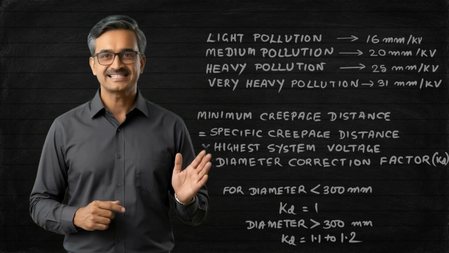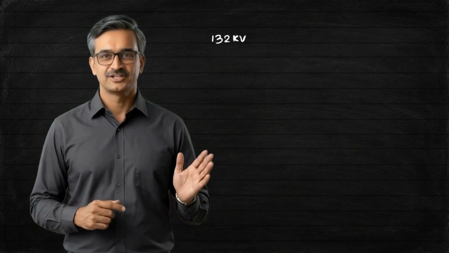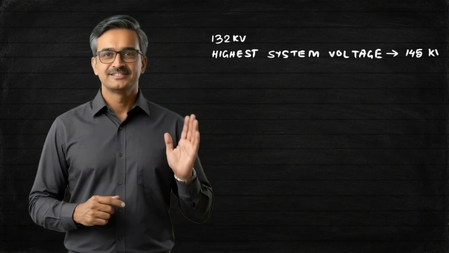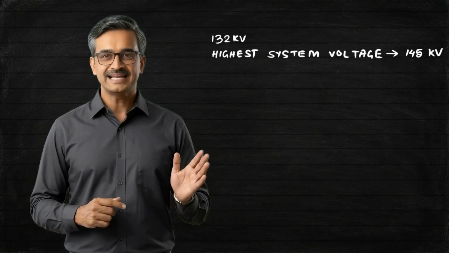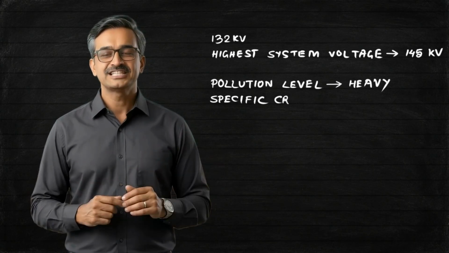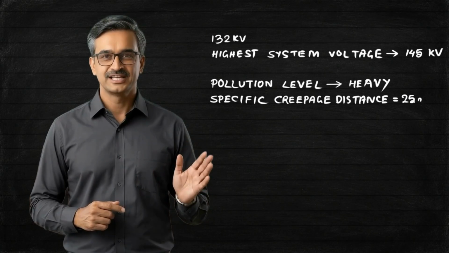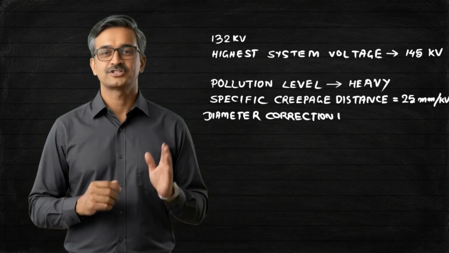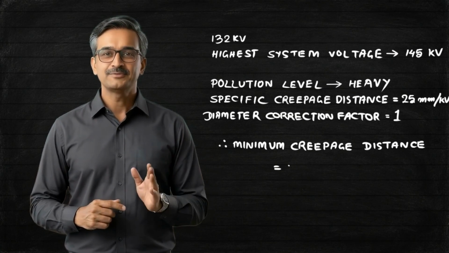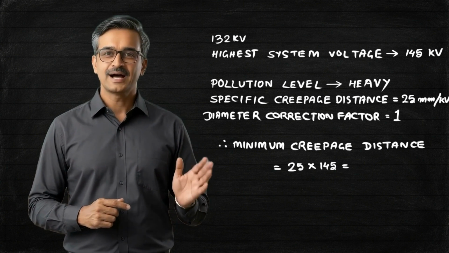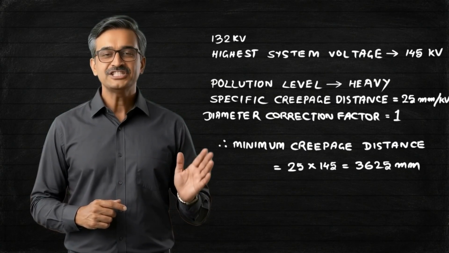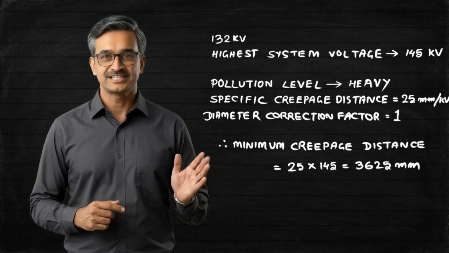Practical example. Let's calculate the creepage distance for a 132 kV substation. The highest equipment voltage is 145 kV. Suppose the substation is located in a heavy industrial area. So, pollution level equals heavy. Specific creepage distance equals 25 mm per kilovolt. Diameter correction factor equals 1.0. Therefore, minimum creepage distance equals 25 times 145 equals 3625 mm. So, the selected insulator should have a creepage distance of at least 3625 mm.